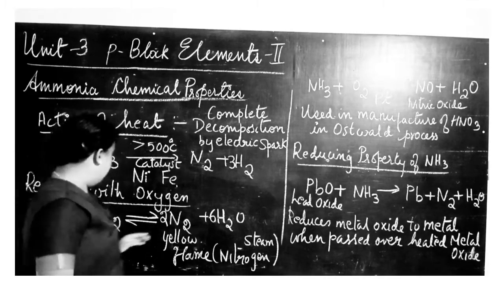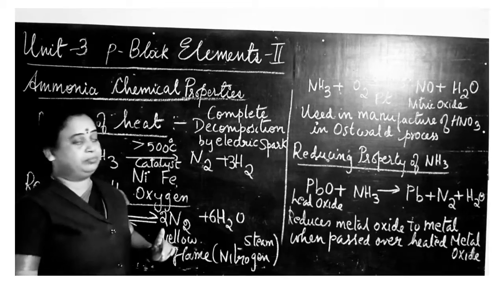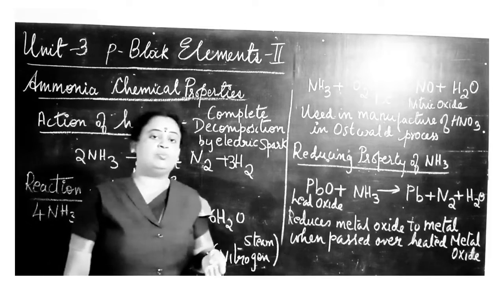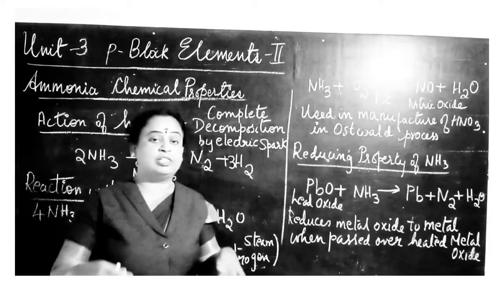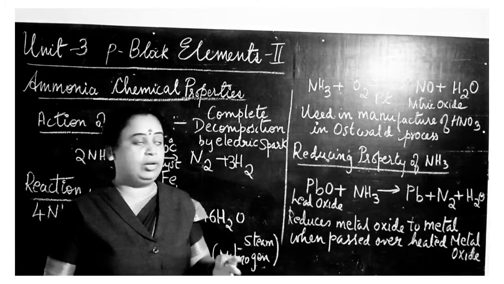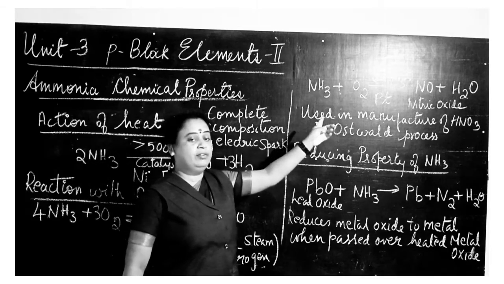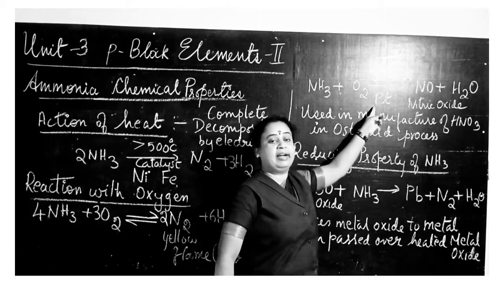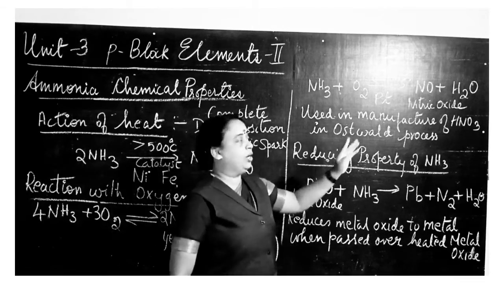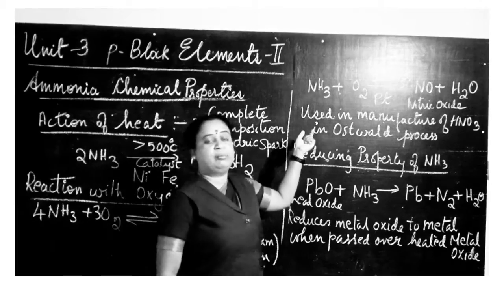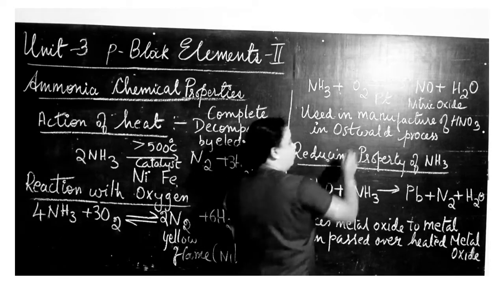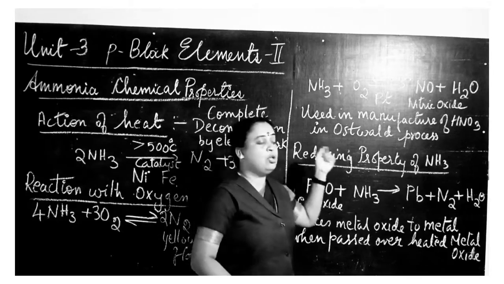Now ammonia can also react with oxygen in the presence of a catalyst. We know what a catalyst is: a substance which increases the rate or speed of the reaction so that product formation will be fast. Here ammonia reacts with oxygen in the presence of platinum as a catalyst, and you get nitric oxide, NO, along with water. This reaction is used in the manufacture of nitric acid, HNO3. That commercial manufacturing process of nitric acid is called the Ostwald process.